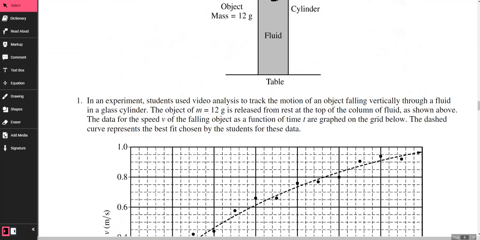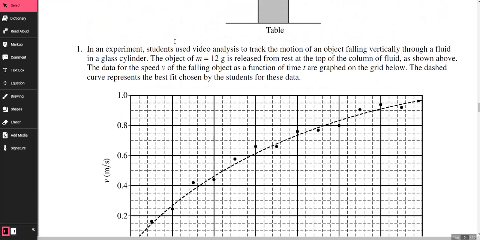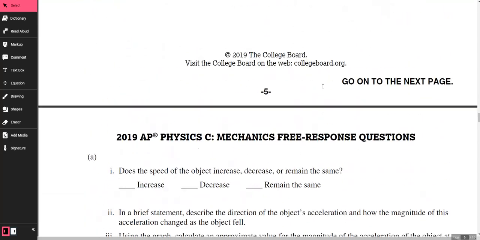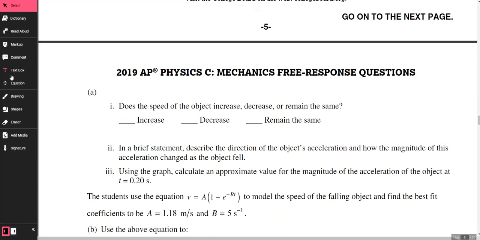So let's see the scenario. We have an object being dropped into a container of fluid, and then they have this graph for the speed data, which they're getting through a video analysis motion tracker. Obviously, this is an extremely easy question. They want to know what's going on with the speed. Well, according to the graph, it's increasing. So my answer to this would be increasing.